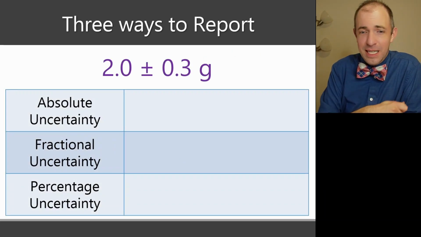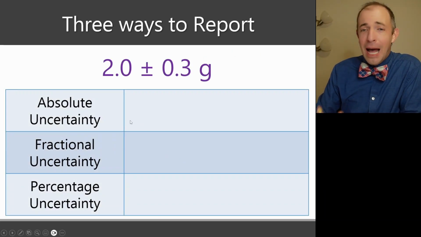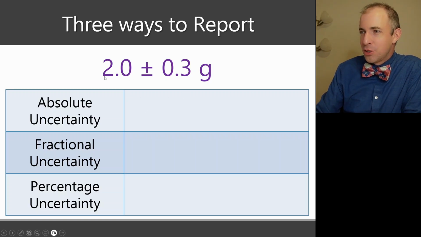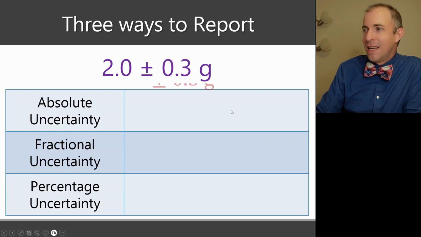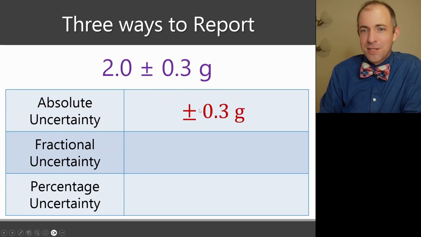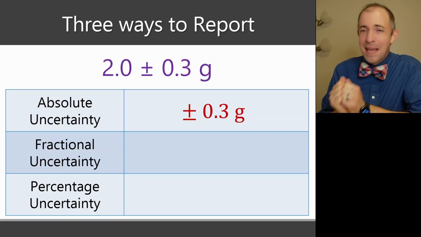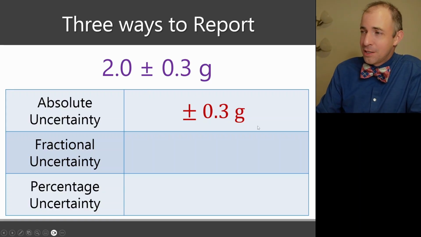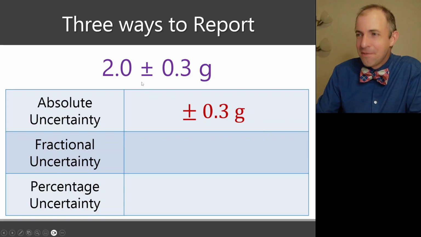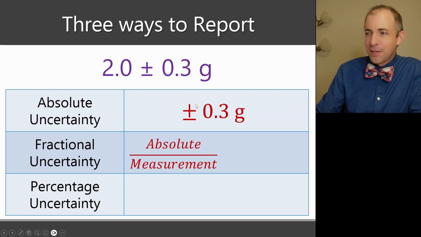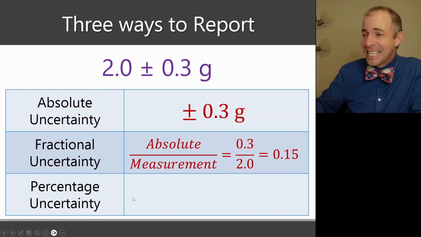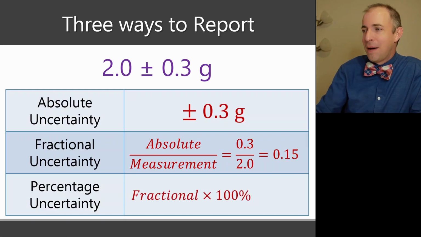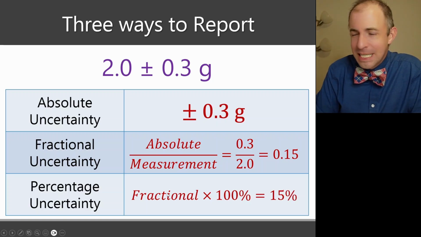So this uncertainty, what we are talking about, actually has a name. We call it absolute uncertainty. So if I give you a measurement 2.0 plus or minus 0.3 grams, 0.3 grams, that's the absolute uncertainty that we have. It will always have a unit that matches the measurement. Fractional uncertainty is taking that uncertainty and dividing it by the measurement. So the absolute divided by the measurement gives us 0.3 over 2 or 0.15. Percent uncertainty then takes that fractional and multiplies it by 100. So we would get 15%.